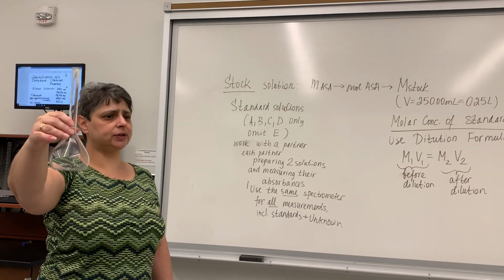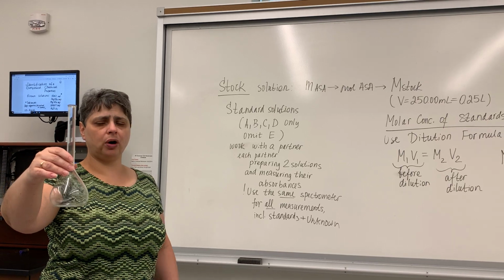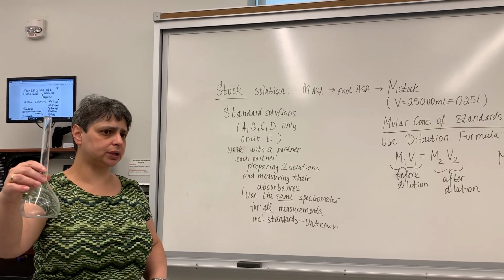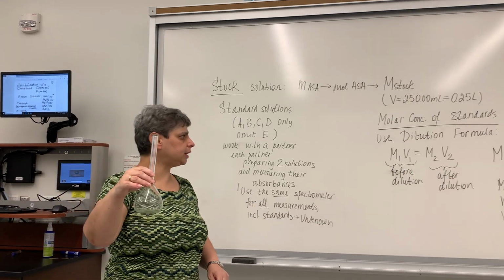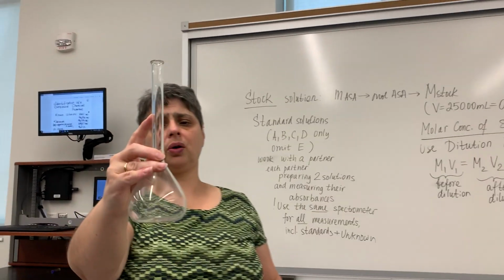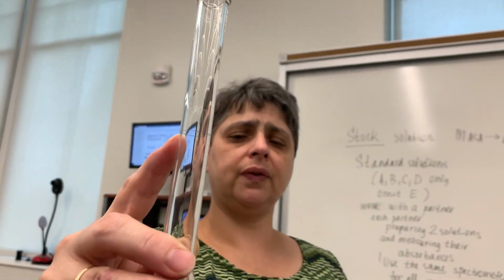Once you've transferred everything, don't forget to rinse the Erlenmeyer flask with a little bit of DI water and put the rinses in here. That ensures that the entire sample is transferred. And then you're going to fill the flask to the mark. There's a mark of etched glass here, of course, on the volumetric flask. This is how you're going to fill it.